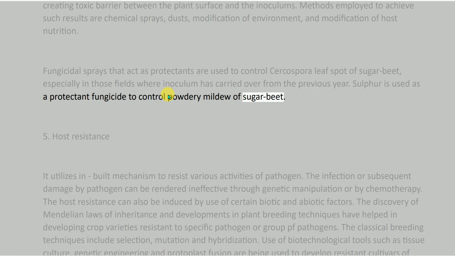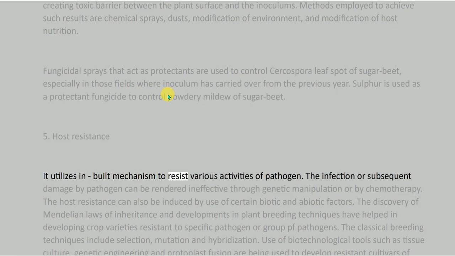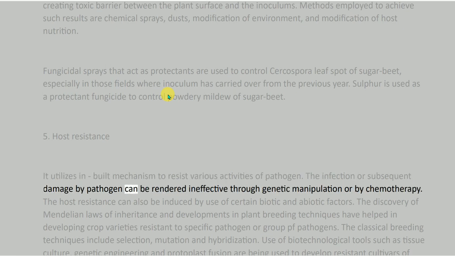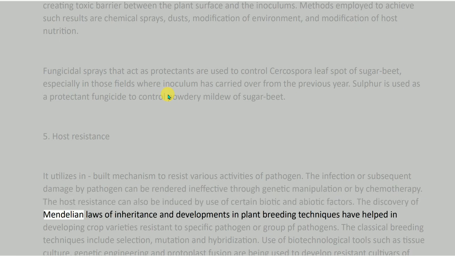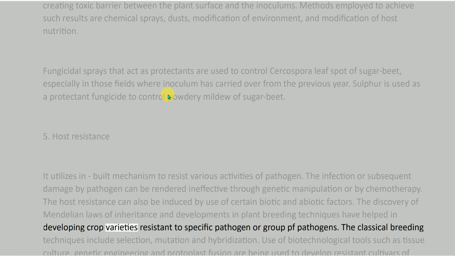5. Host resistance. It utilizes in-built mechanisms to resist various activities of pathogen. The infection or subsequent damage by pathogen can be rendered ineffective through genetic manipulation or by chemotherapy. The host resistance can also be induced by use of certain biotic and abiotic factors. The discovery of Mendelian laws of inheritance and developments in plant breeding techniques have helped in developing crop varieties resistant to specific pathogens or groups of pathogens.